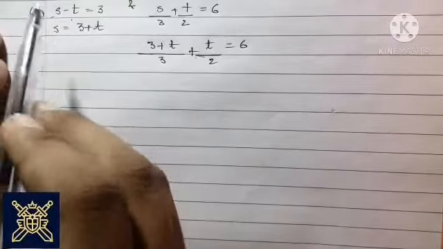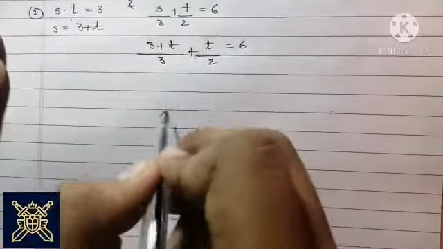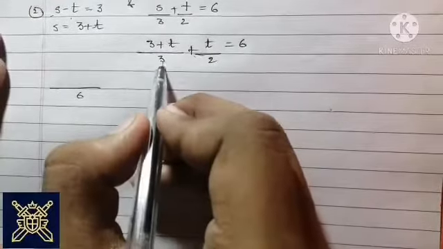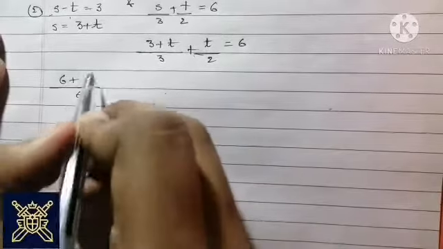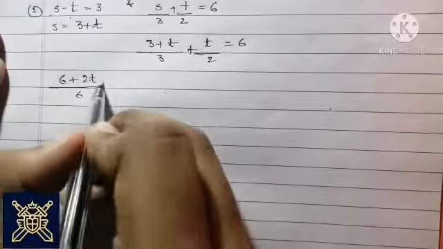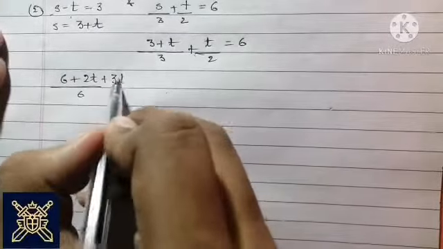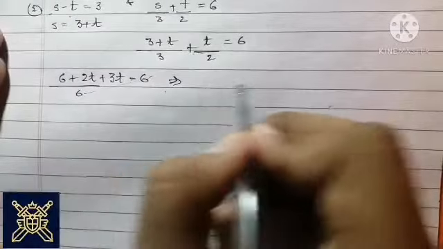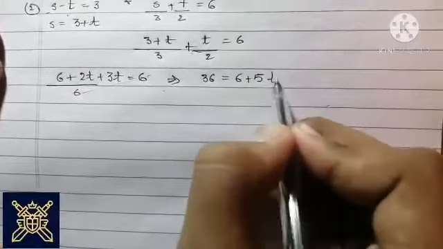From one of the equations, take the value of one variable, put it in the second equation. So now we have to take the LCM. LCM of 3 and 2 is 6. Now here you have to multiply by 2. So here 2 threes are 6 and 2 t's are 2t. So plus 2t, and here you have to multiply by 3, so plus 3t, and all of this is equal to 6. Cross multiply over that side, 6 sixes are 36 is equal to 6 plus 5t.